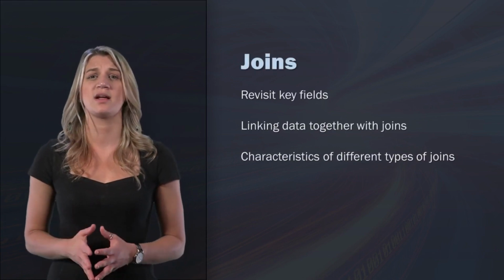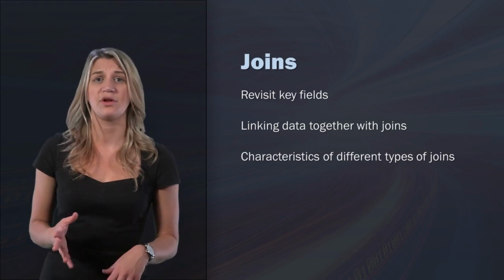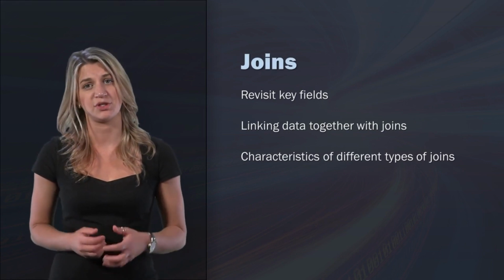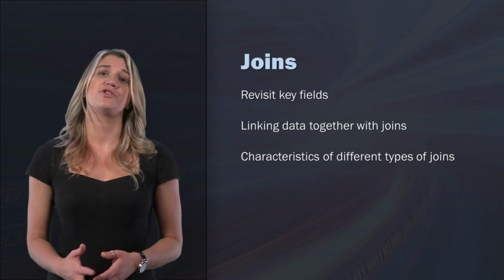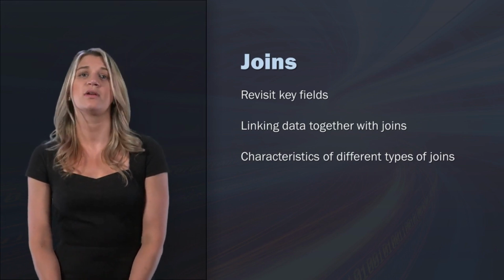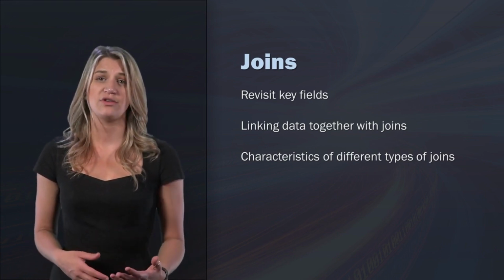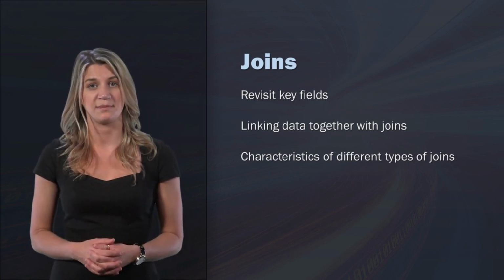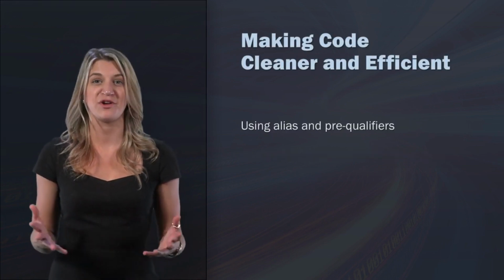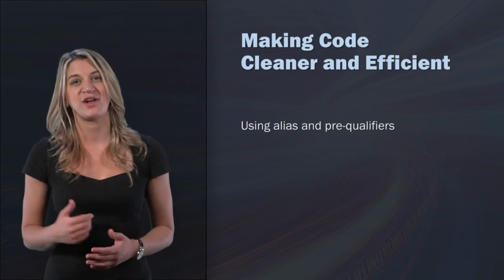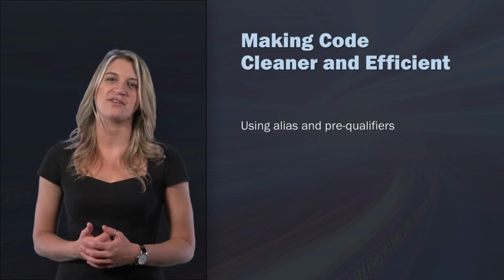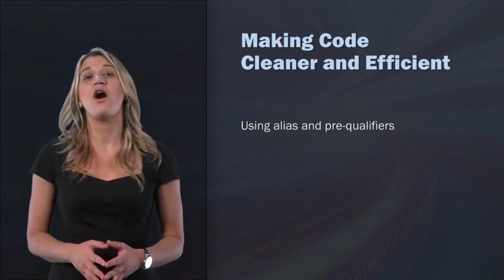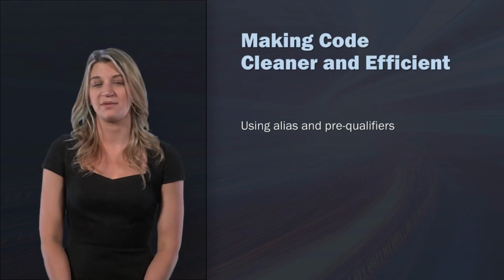We're going to revisit the concepts of a key field from earlier in the course, and we'll talk about these and how they help us link data together with joins. I'm going to introduce you to several types of joins, including Cartesian joins, an inner join, left and right joins, full outer joins, and the self join. And assuming you're not all joined out by that point, you'll also learn how to use aliases and pre-qualifiers to make your SQL code that much cleaner and more efficient. As with all our modules, we have a lot to cover here, so let's begin.